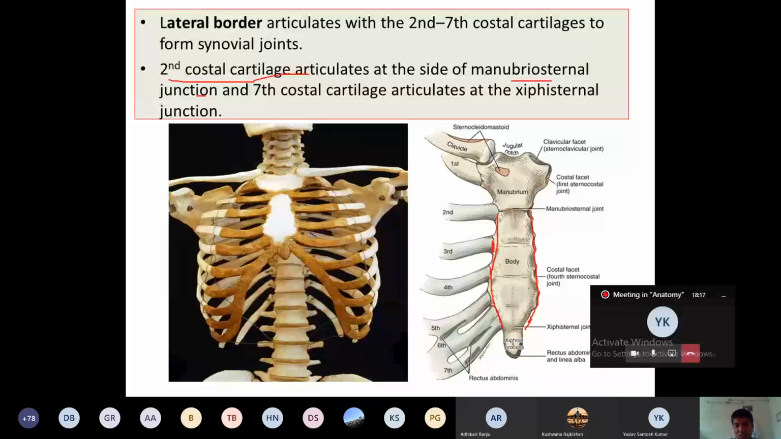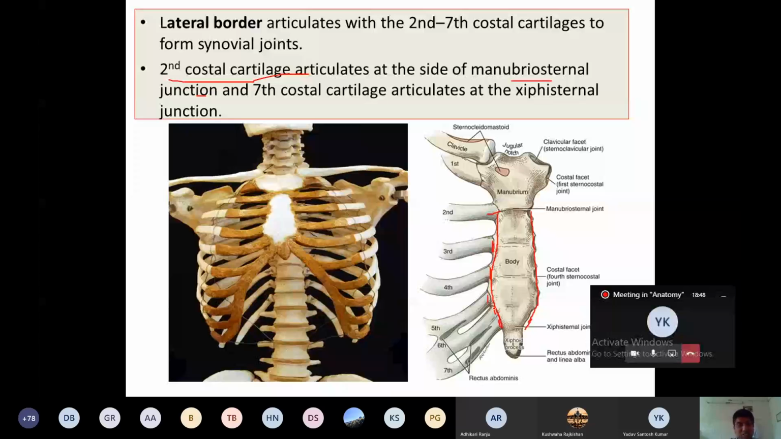Then there is articulation of the fifth rib below the fourth. Then articulation of the sixth rib below the fifth, then articulation of the seventh rib below the sixth. So the second to seventh ribs are articulated to the body of the sternum. Half part of the second and then full part of the third, fourth, fifth, sixth, and seventh. These ribs are articulated to the lateral border of the sternum.